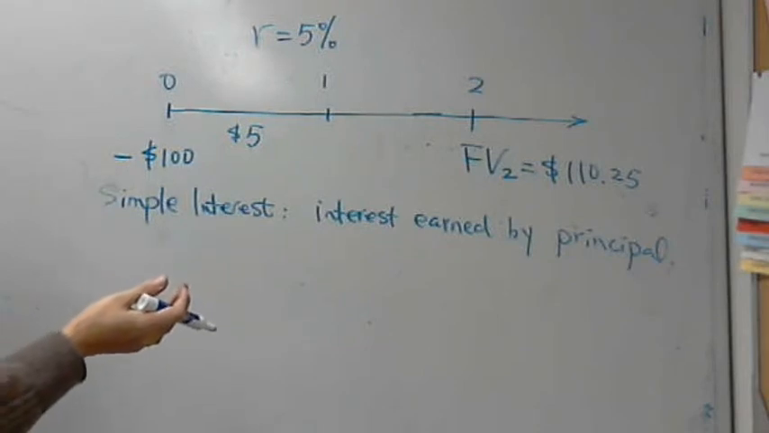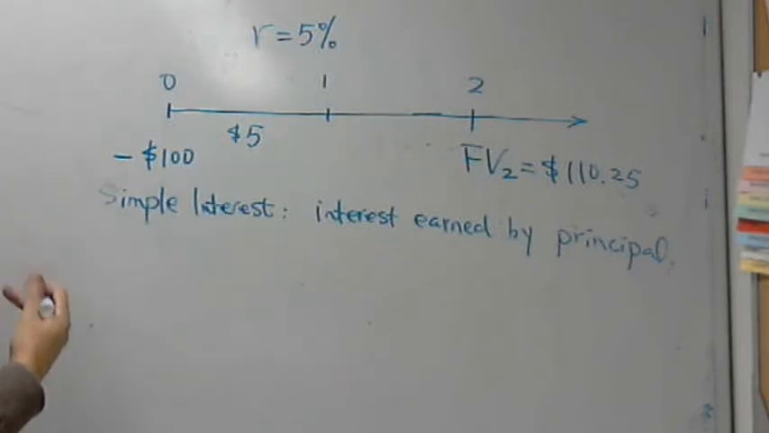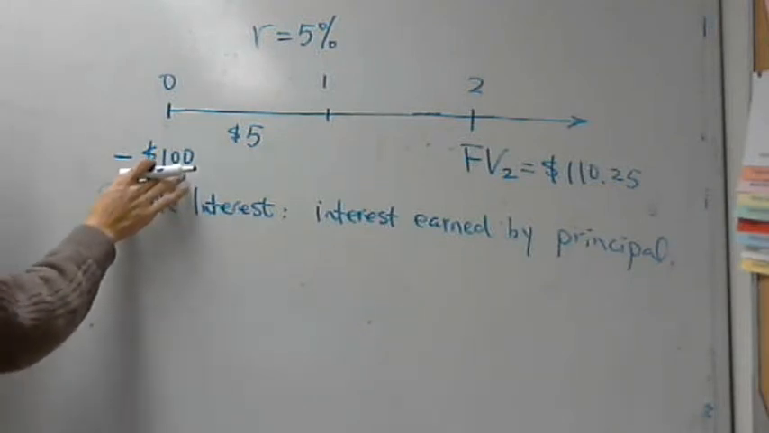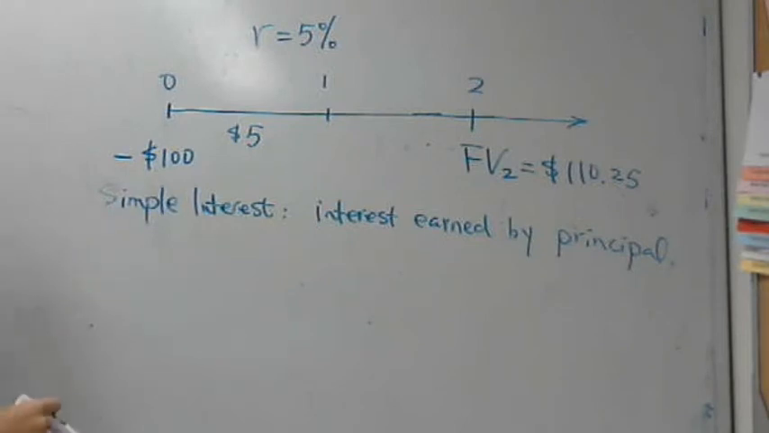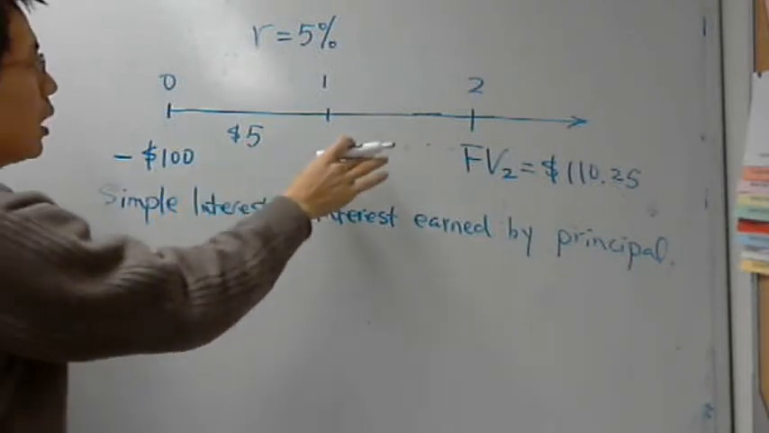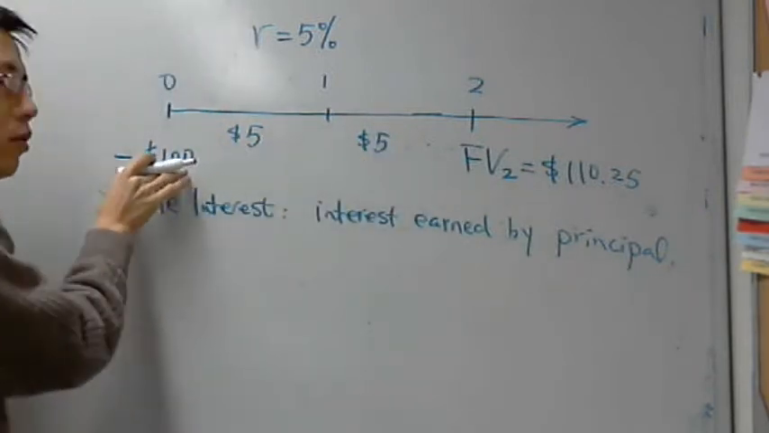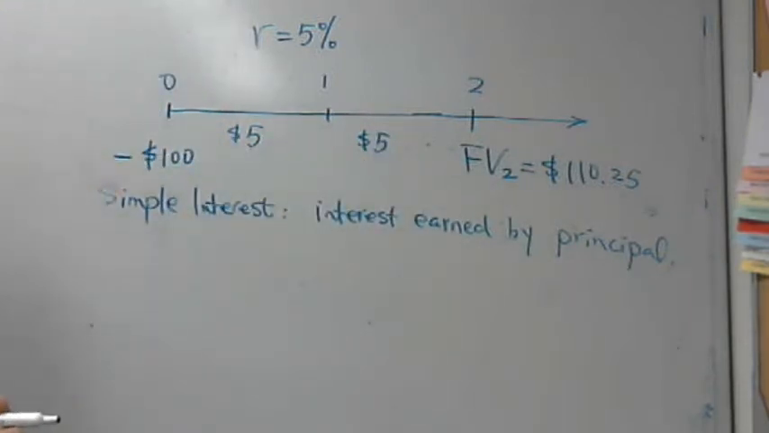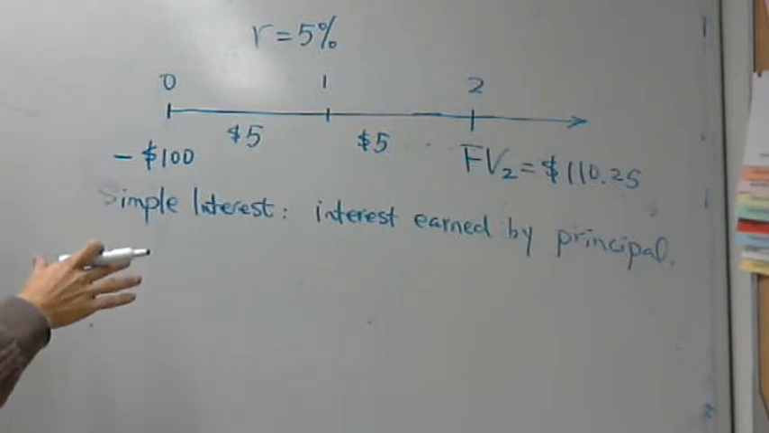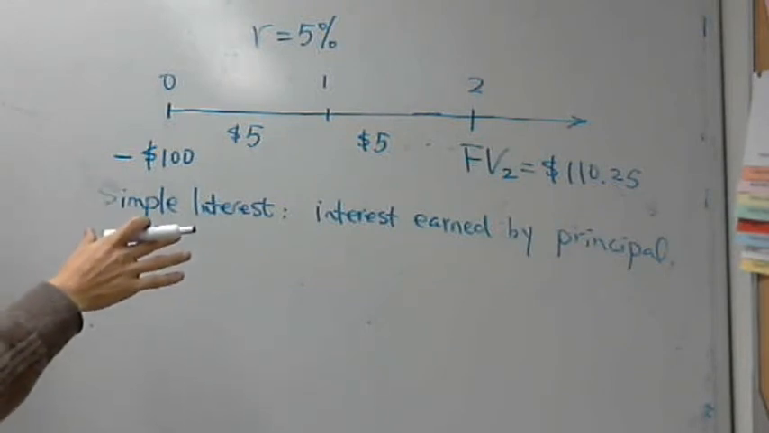Now, in the second period, what is the interest earned on the principal? It's the same because the principal is always 100. This is a constant over the entire investment period. So the simple interest here, again, is 5% of 100, which is $5. So in this example, the simple interest is $10.